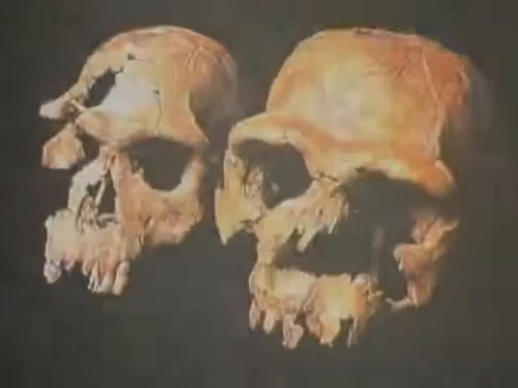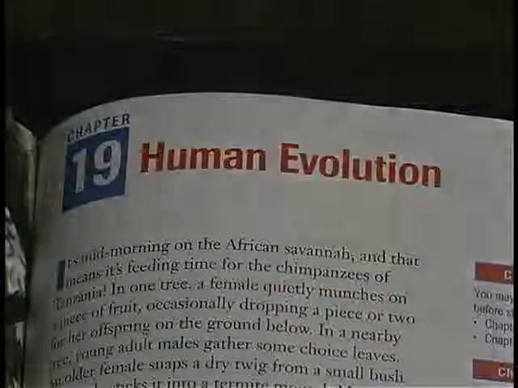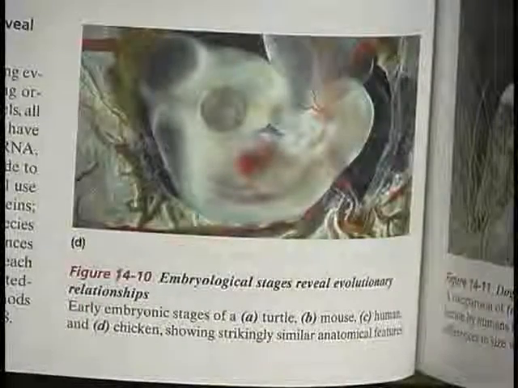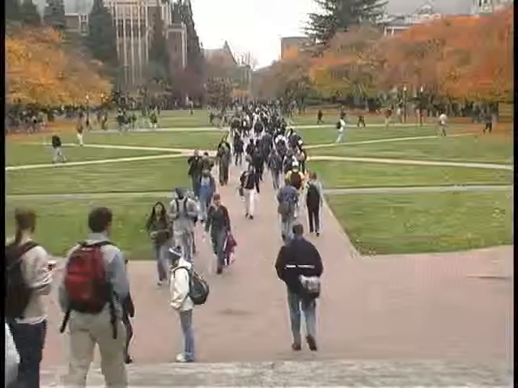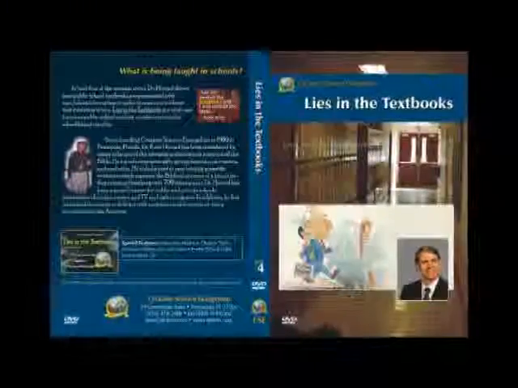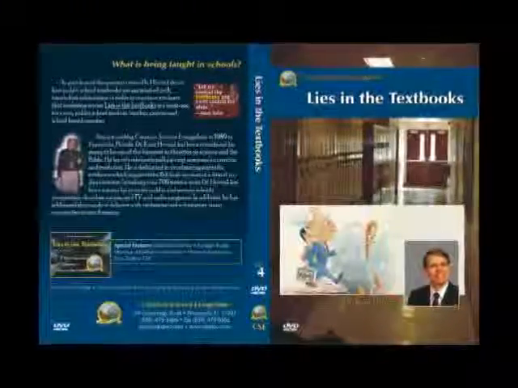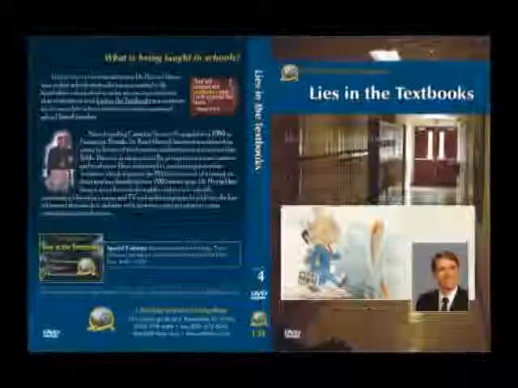Evolution has permeated public school textbooks with false and fraudulent information. This video exposes nearly 30 lies commonly found in textbooks. Every public school student, teacher, and school board member needs to watch part four of this series. Find out if you have been lied to in your textbooks.